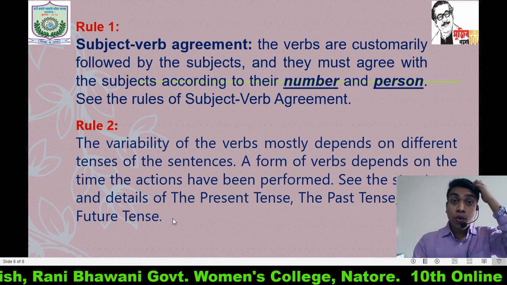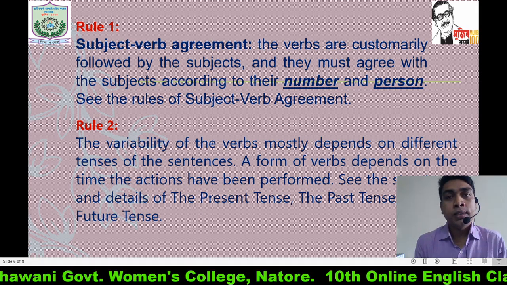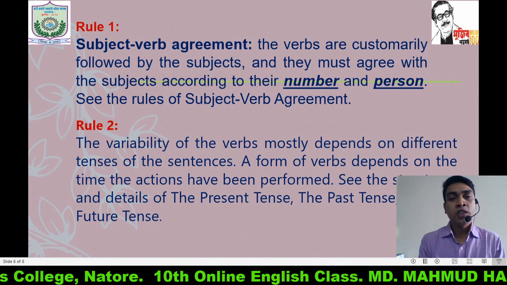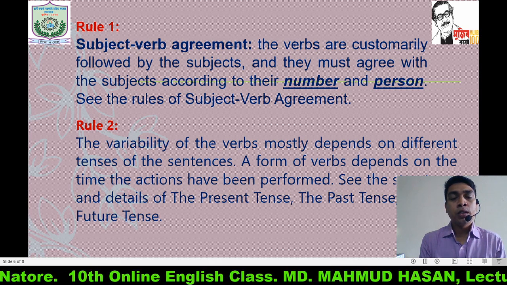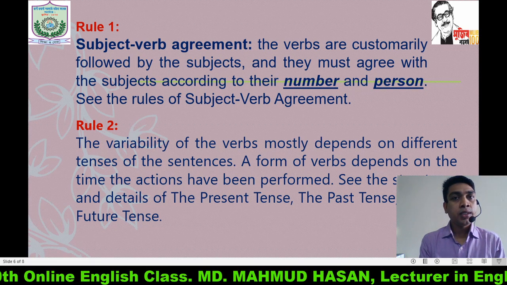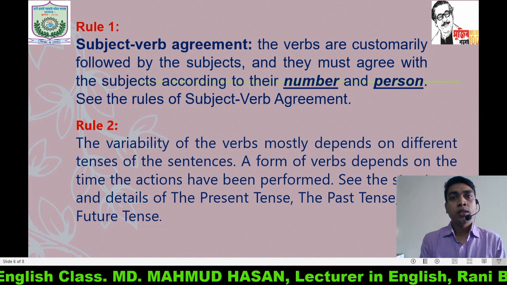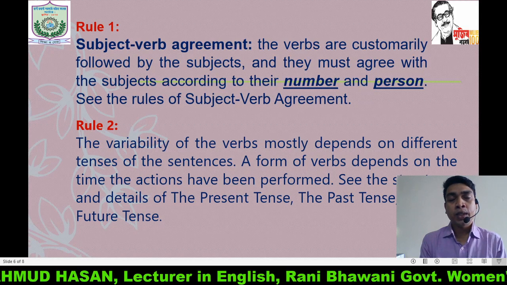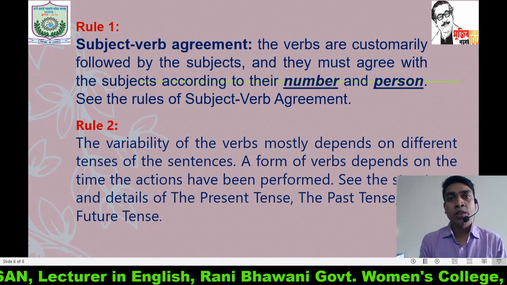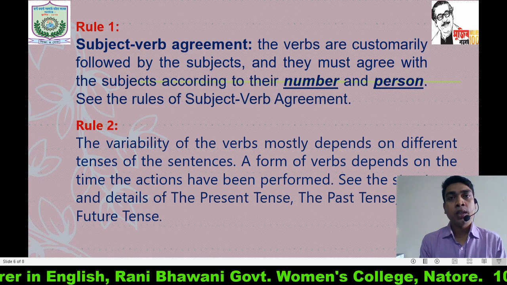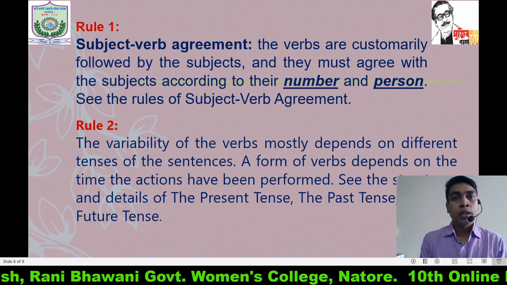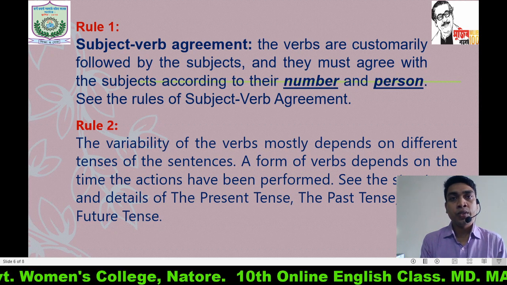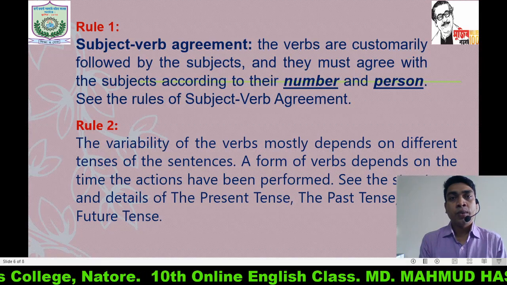So my dear students, you know, tense is subdivided into 12 sections. In present tense we have present indefinite, continuous, perfect and perfect continuous. In respect of past tense, past indefinite, past continuous, past perfect and past perfect continuous. And in case of future tense we have future indefinite, future continuous, future perfect and future perfect continuous.